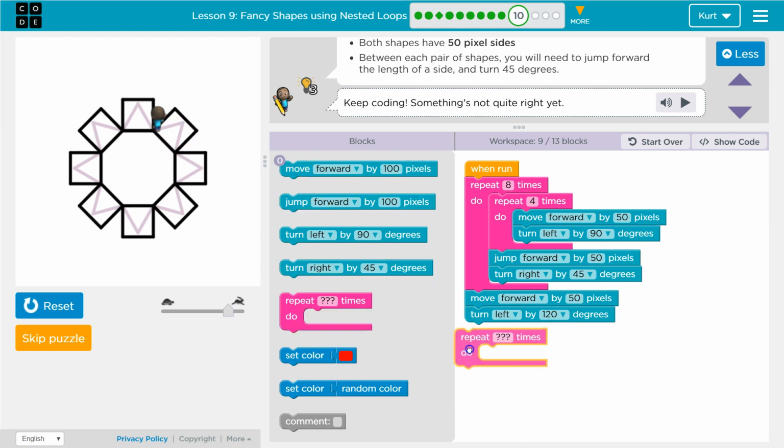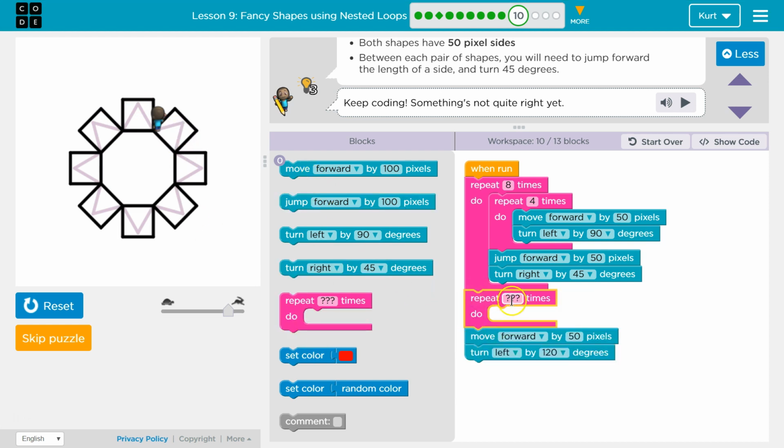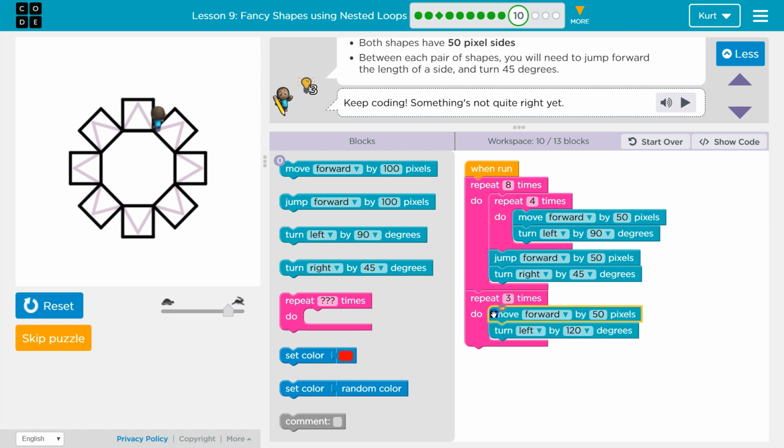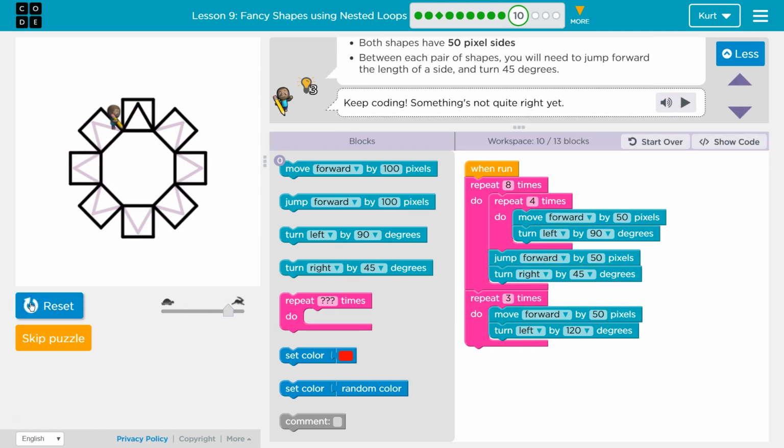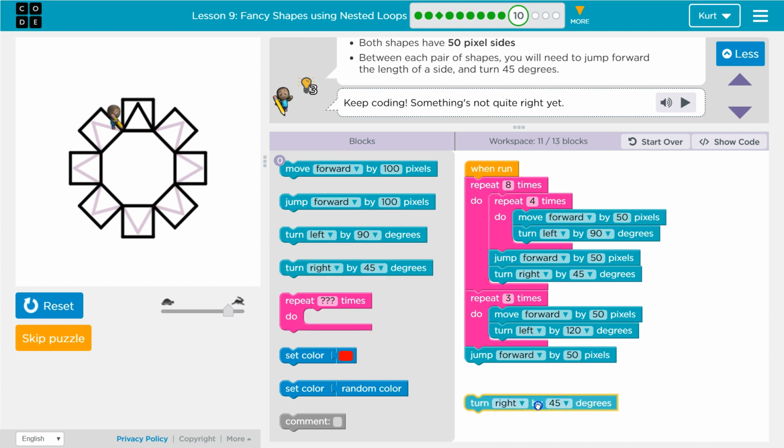So that means I need a repeat block again. How many sides to a triangle? Well, three. I'm going to grab my code and drop it inside. Let's test. Ah, well, we got one. Okay, well, then what do we want to do after one? Oh, we need to jump the length of the side. So jump right here by 50 pixels. And then we need to turn right, I think, by 45.